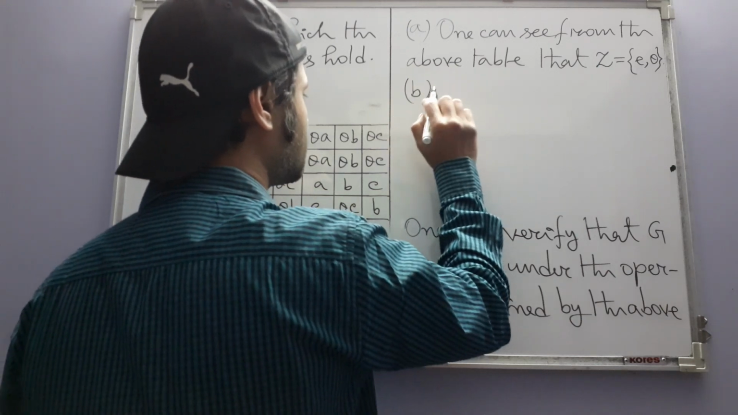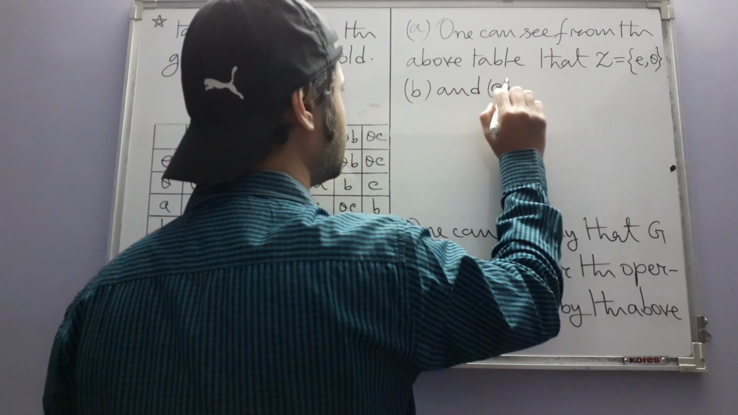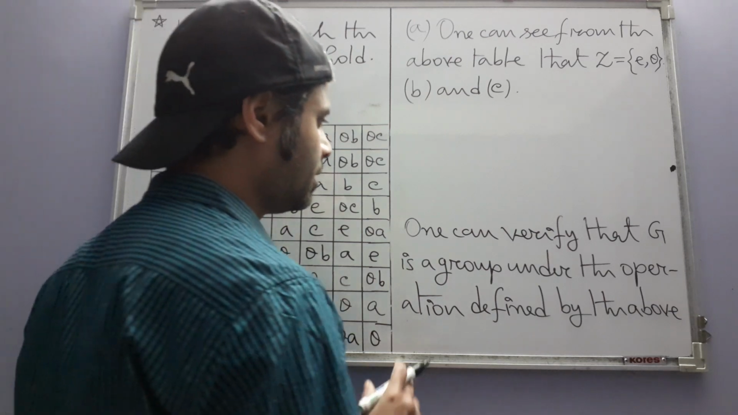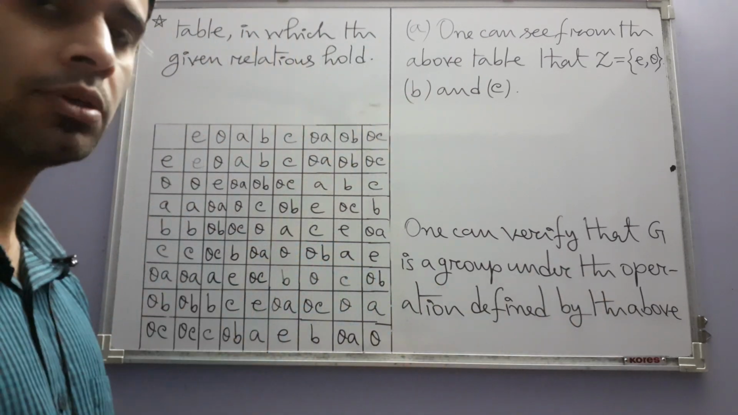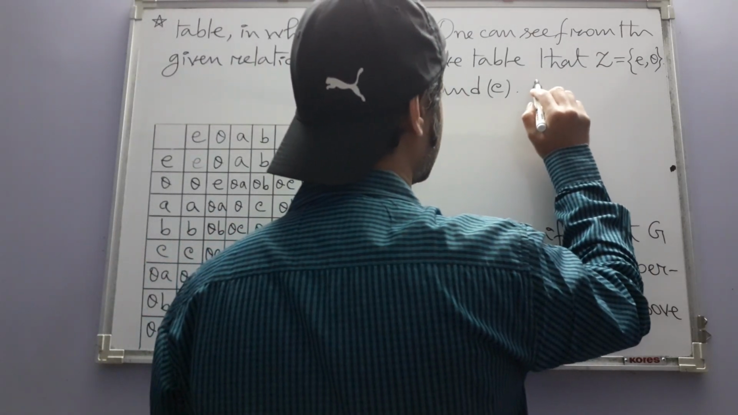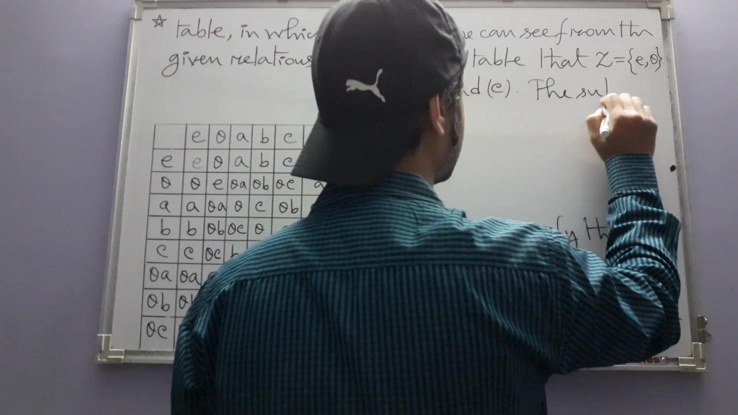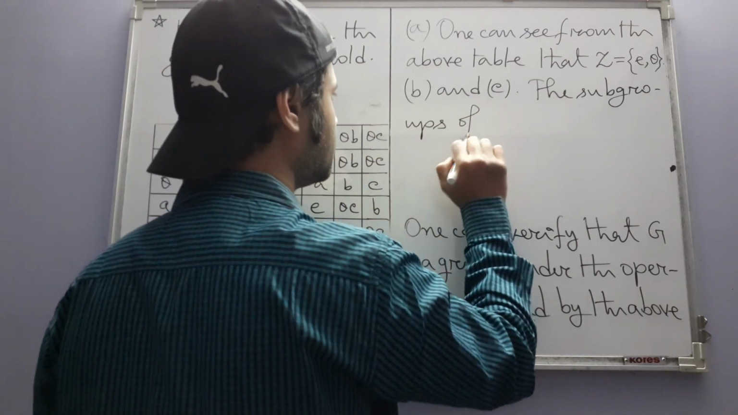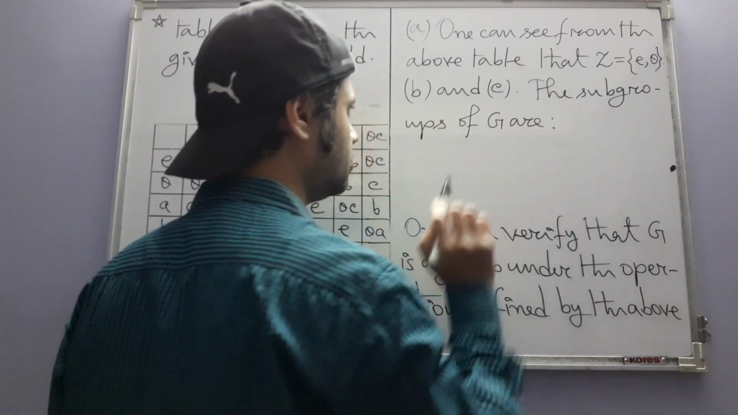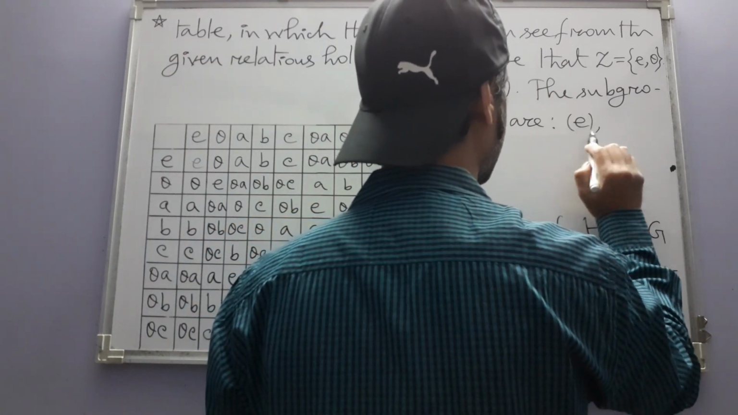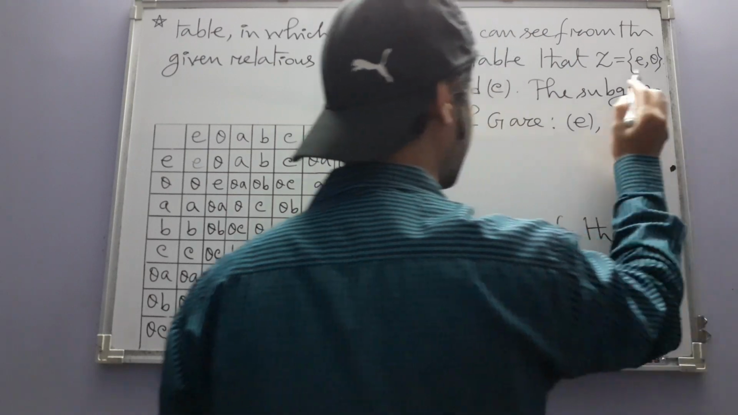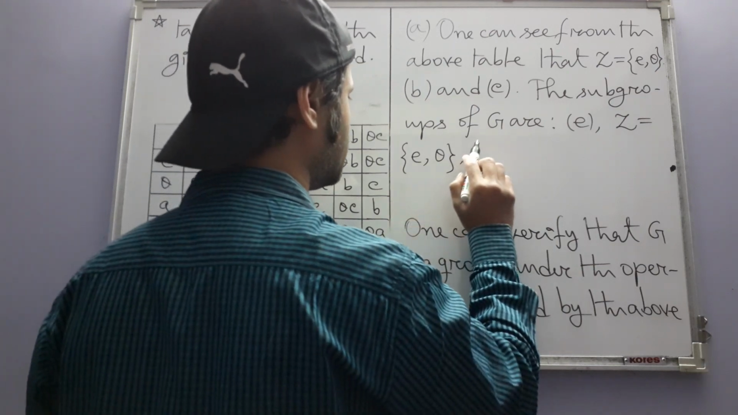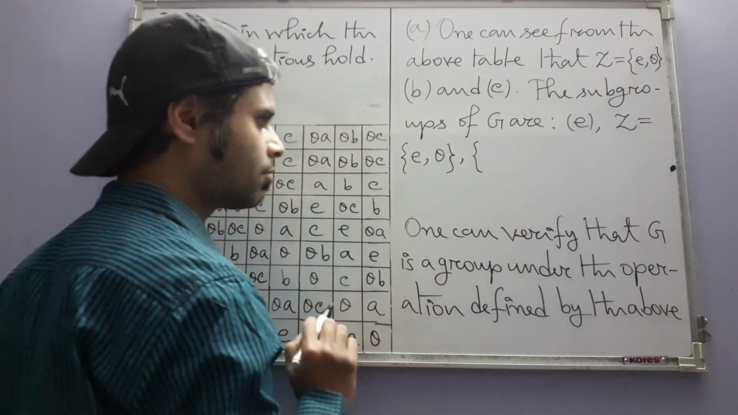Now we are going to answer parts B and C together, and we are going to answer part C first by actually writing down all the subgroups of G. The subgroups of G are the trivial group of course, and then our center, and then there are 3 subgroups each of order 4.